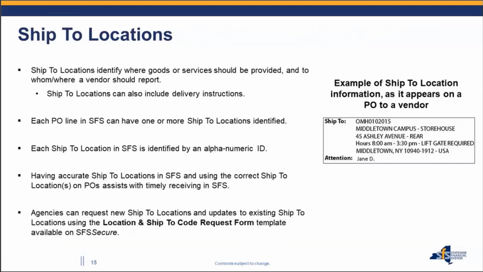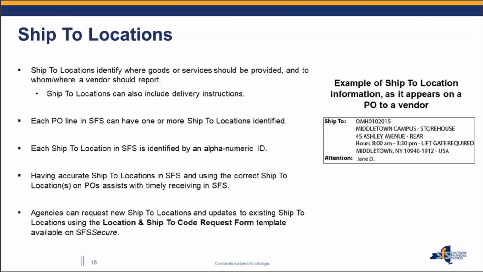Ship-to locations. Ship-to locations are going to identify to the vendor where those goods or services that you're ordering are being provided, right? And also within that ship-to location, you have the ability to add contact information. So not only where are the goods or services being delivered or performed, but who are they contacting to deliver those goods or services? Each PO line in SFS, this is very important, can have one or more ship-to locations identified. So you do not have to use one standard ship-to location on your purchase orders. Within SFS, you have the ability to split up an order and send to different locations. So that's important to know.